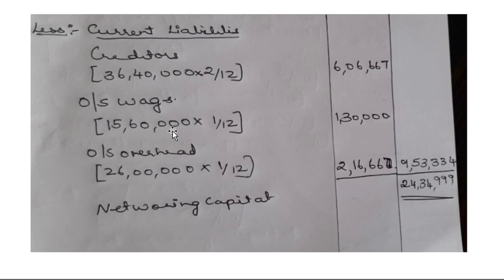Outstanding wages, total wages into 1 month, total overhead into 1 month. It's given in the problem, lag in wages and lag in overhead. Okay, so total and write it here. So you will get a net working capital, that is 24,34,999. Okay, so this is how you have to calculate.